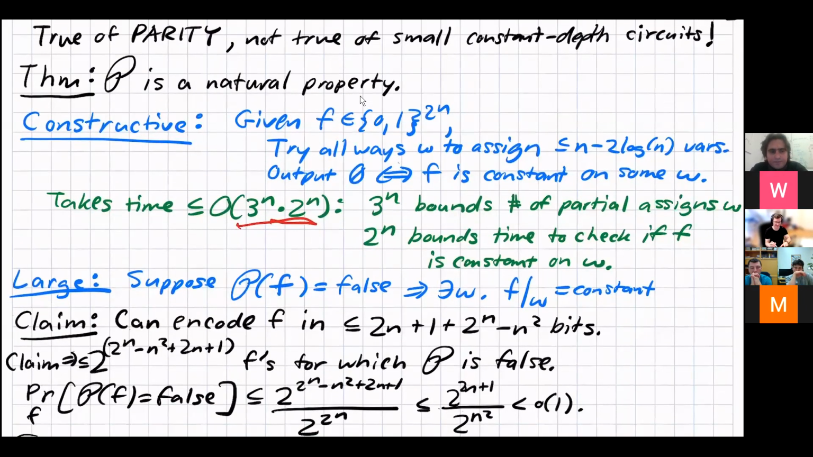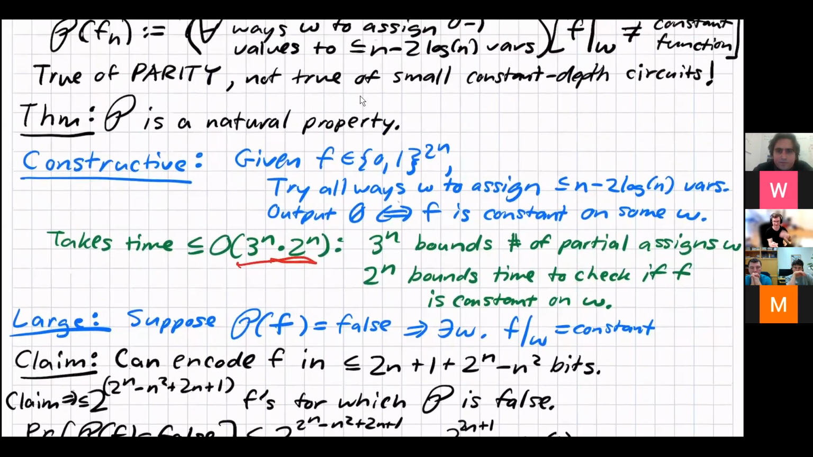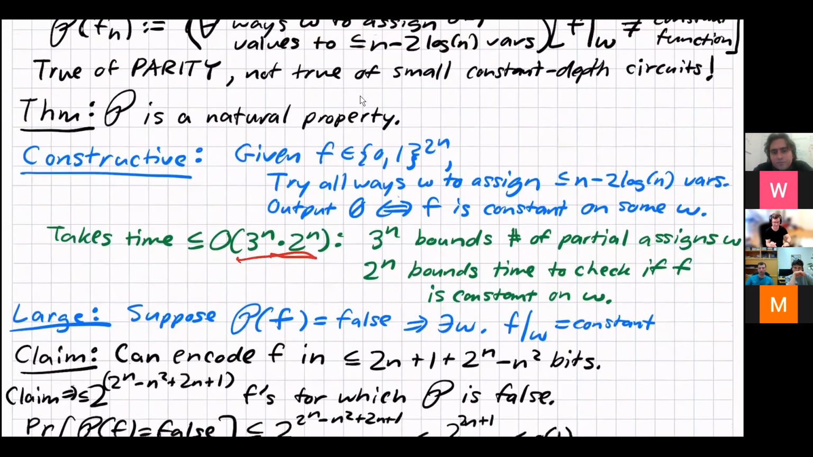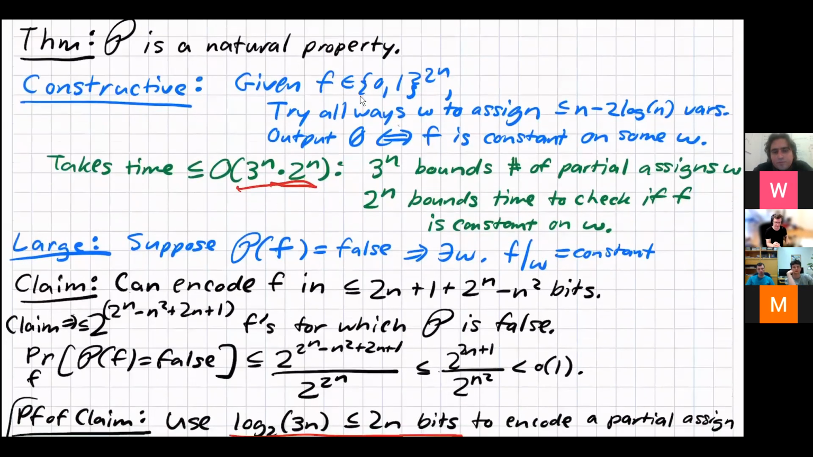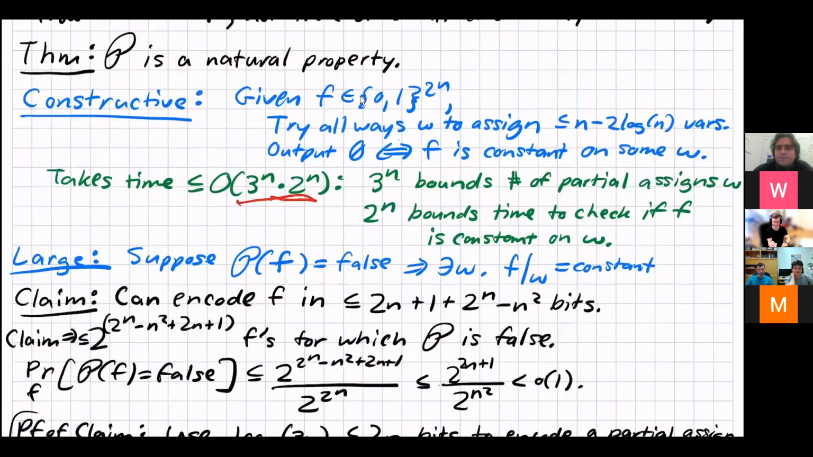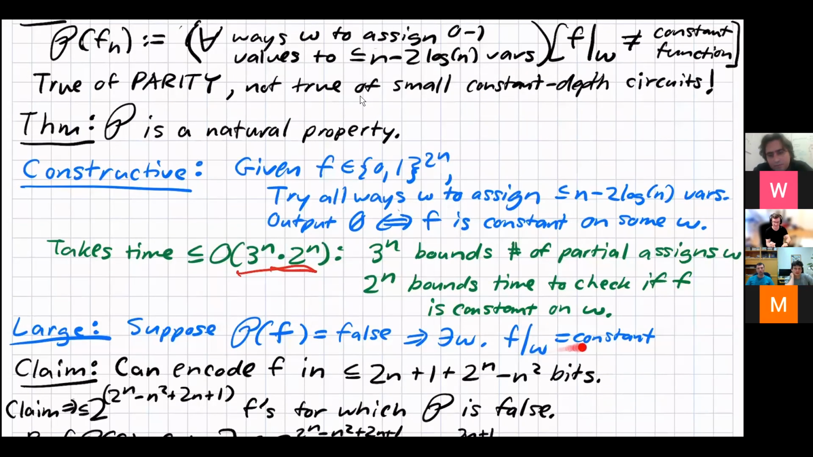So this is something that's going to be true of a random function. A random function is not going to be constant with high probability over all the different ways to set partial assignments. Right, so suppose the property is false. So there's some way in which we can assign the function partially and get a constant function. That's just negating a condition up here. There's some partial assignment we can set that makes the thing a constant function.